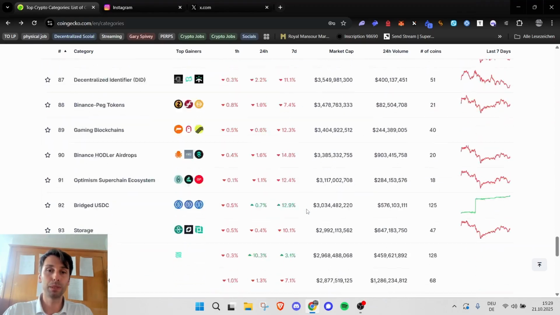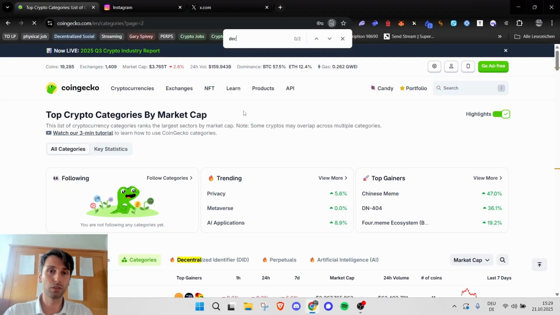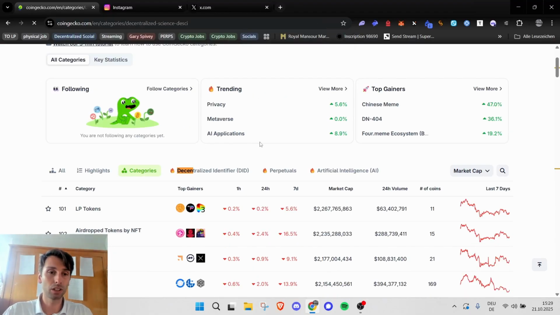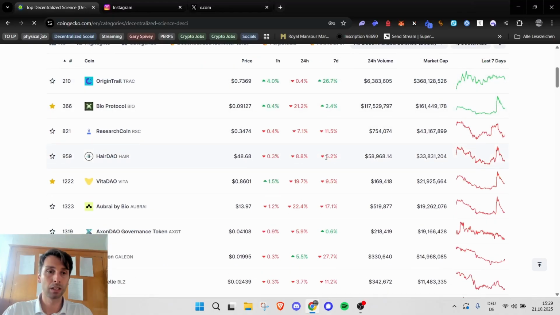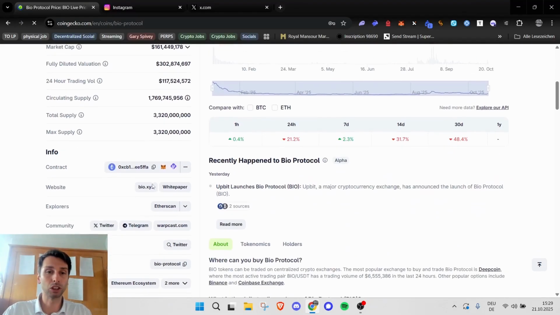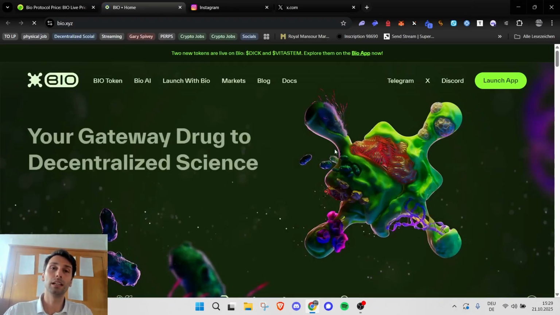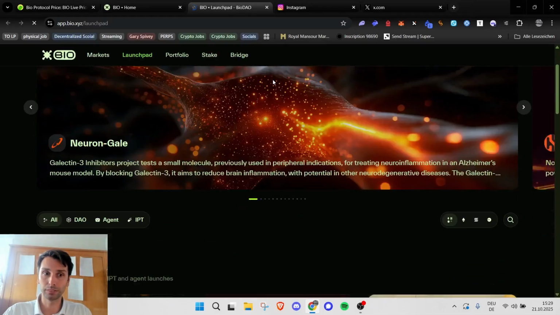Another example would be decentralized science, which is not in the top 100. I know that by heart, so we can go for decentralized science, look into it here, and then we're like, oh yeah, looks interesting. For example, Bio, I have that starred already. We could look into this, do some research, look into bio.xyz and take a deeper look at what exactly they are doing, right?